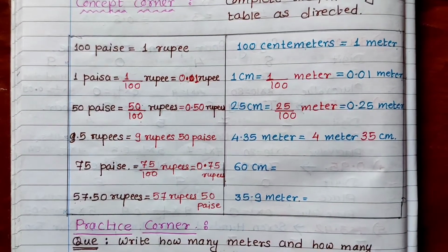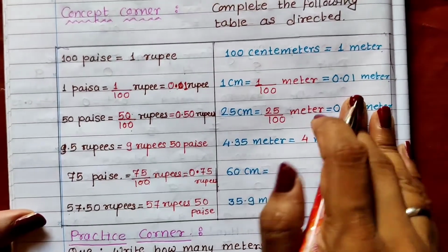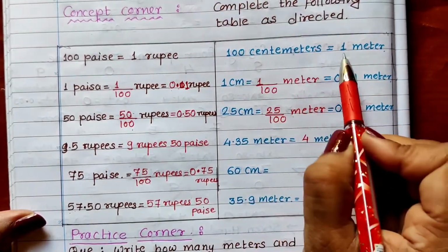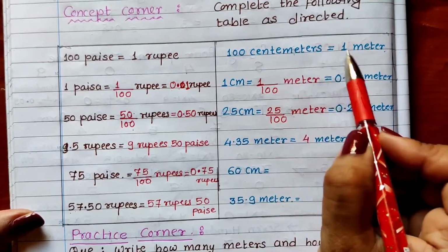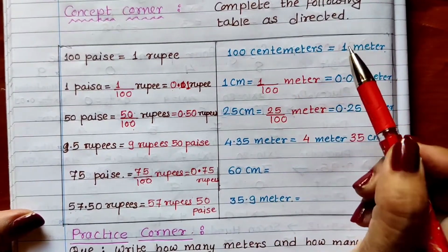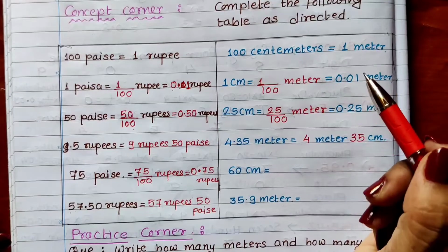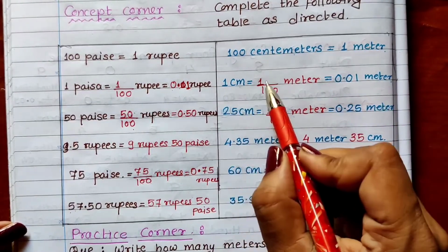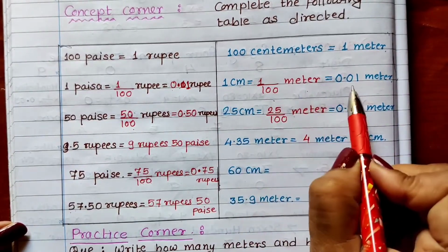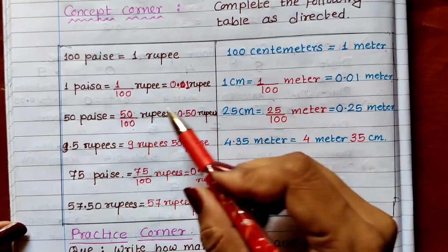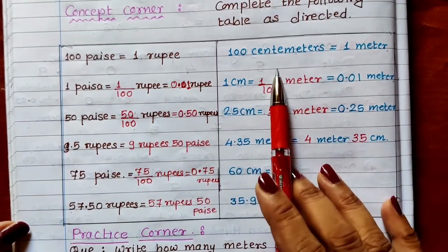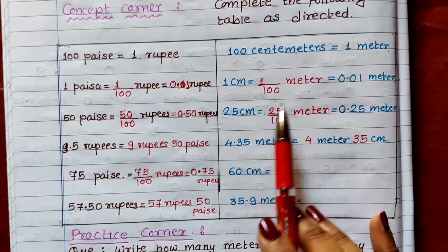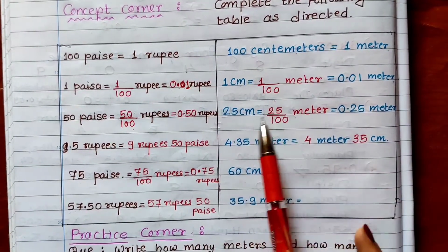Now let us see what is there on the right hand side of this table. We have given 1 centimeter into 1 is equal to 1 meter. So when we want to convert centimeter into meter, what we have to do again? We have to divide the centimeters by 100. So 1 centimeter is equal to 1 upon 100 meter. So it will be 0.01 meter. Same as we have converted this paise into rupees, same way we have to convert centimeter into meter. So we will have to divide by 100.